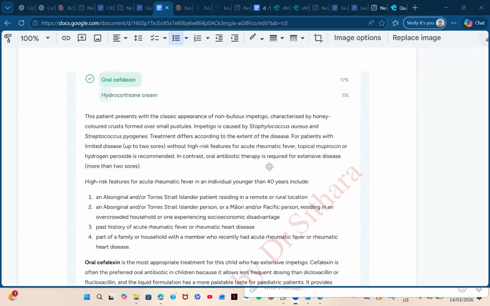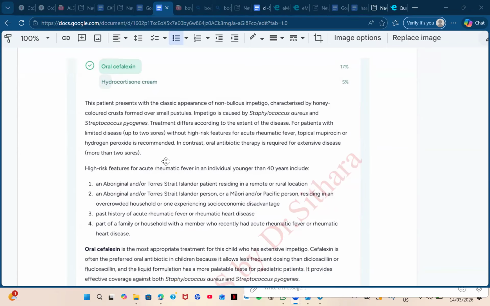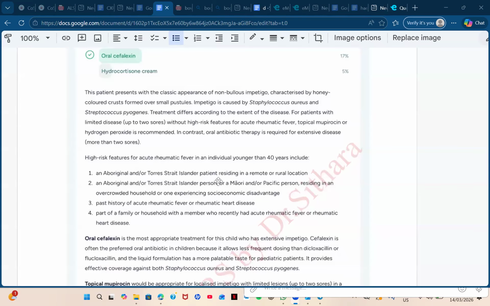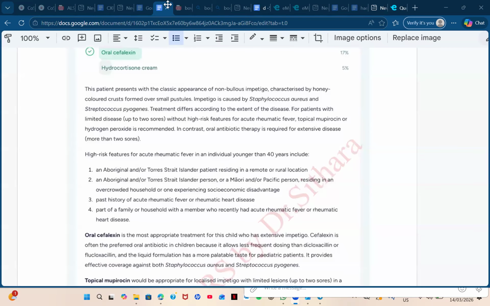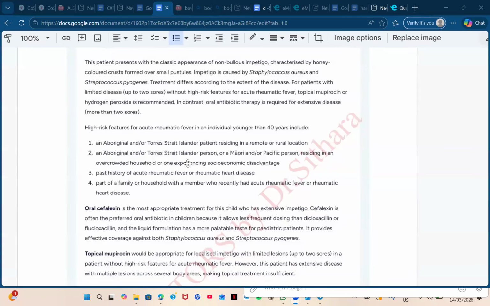In contrast, oral antibiotic therapy is required for extensive disease, more than two sores. And here, you should know about the high risk features of acute rheumatic fever. That day also, when I was doing the class, even in my recall class, or even in our free theory session class, I explained exactly the same thing. So please keep those things in your mind, okay? According to the number of sores and the high risk factors for rheumatic fever, the treatment can change, right? So what are the high risk factors for acute rheumatic fever?